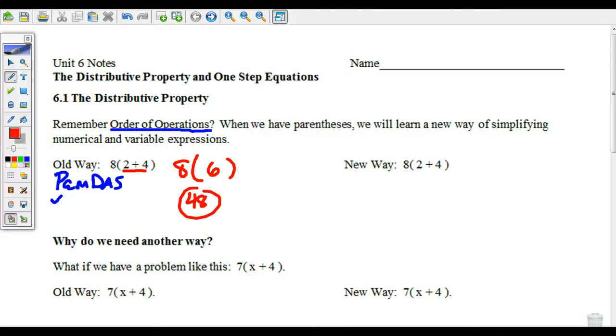Well, the reason we need a new way is because eventually we're going to see, well, not eventually, in about a minute here, we're going to see examples with variables. And we'll talk about that in a little bit. So here's our new way of doing the distributive property. We're not going to go ahead and add together the 2 and the 4 right here, even though it makes sense to do that. What we're going to do is take this 8 out in front, and it really means 8 times whatever's inside. So what we're going to do is actually multiply the 8 by both things inside. Okay. And before we do that, I want to look at an example here.